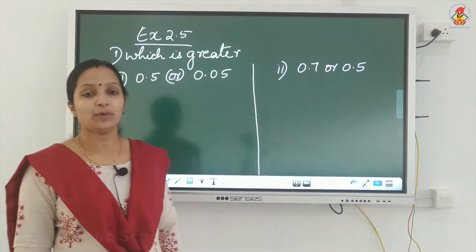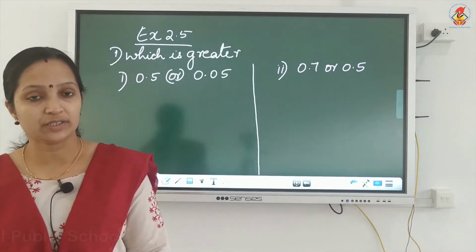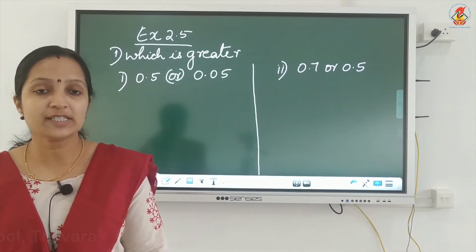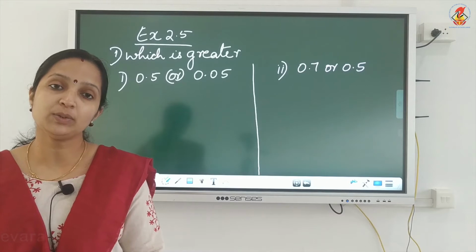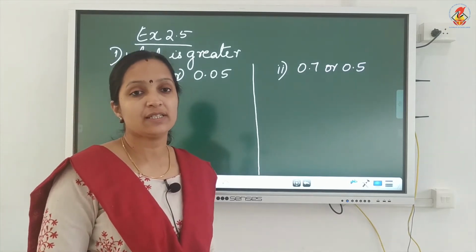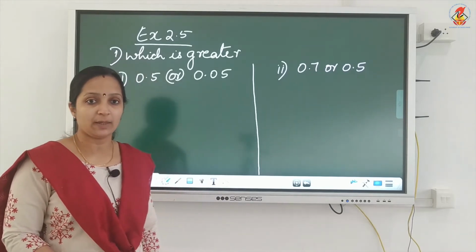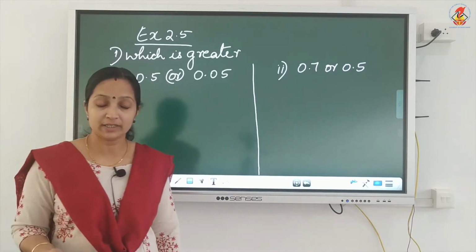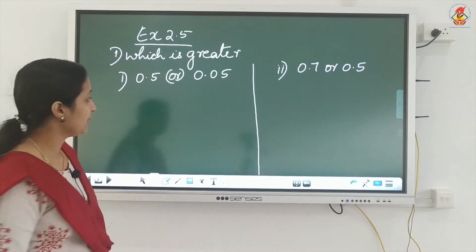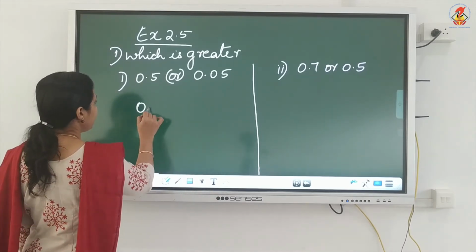0.5 or 0.05. Listen children, if you want to compare two decimal numbers, the first step is that you have to convert them into like decimal. What do you mean by like decimal? The number of digits in the decimal part should be the same. If the number of digits in the decimal part are the same, we can say that they are like decimal. Now first you convert them into like decimal.